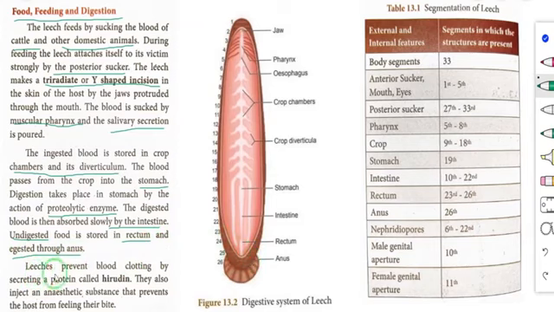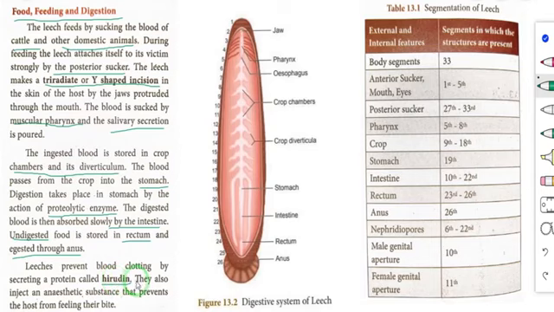Then leeches prevent blood clotting by secreting a protein called hirudin. So when it is biting, it can secrete one protein that is known as hirudin. Because of this hirudin, the blood cannot clot. If it is clotting, the leech cannot suck the blood. So it secretes the hirudin, and the blood cannot clot. It prevents the blood clotting.